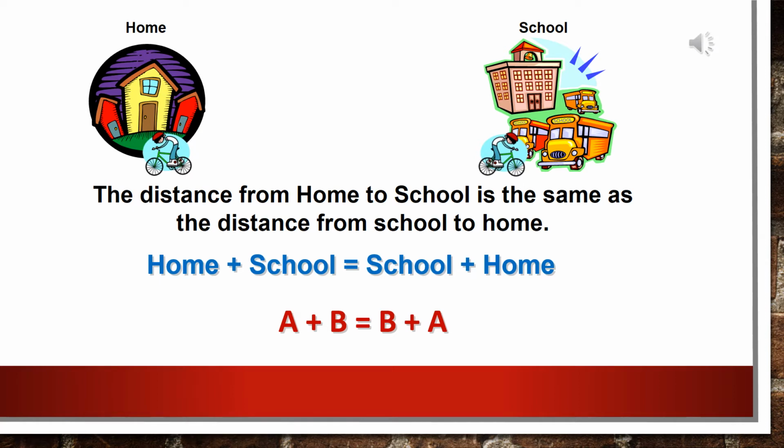Here, we have another example. Let's think of a situation in which every day you ride your bike to school, and the distance from home to school is 2 miles, and the distance from school to home is also 2 miles. How do we know this? As you can see in this picture, the distance from home to school is the same as the distance from school to home. So, this situation completely verifies the commutative property of addition.